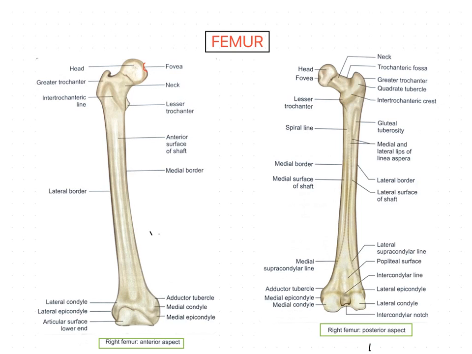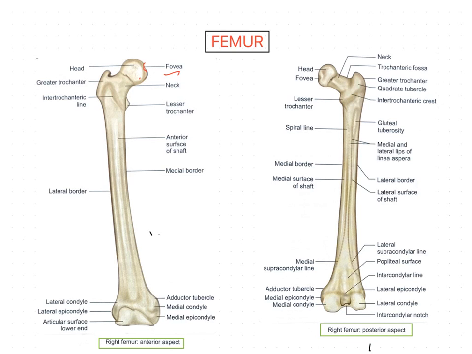Now we will see the head in detail. The head forms more than half a sphere and is directed medially upwards and slightly forwards, as I have mentioned in the anatomical position, and it articulates with the acetabulum to form the hip joint. A roughened pit is situated just below and behind the center of the head. This pit is called the fovea, and the head lies within the capsule of the hip joint.